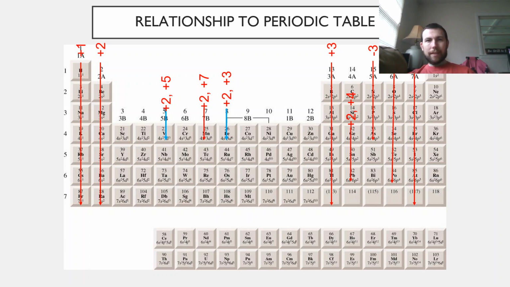Now with that, ladies and gentlemen, we have ended Unit 1. We are at the end. We just talked about valence electrons and ionic compounds.